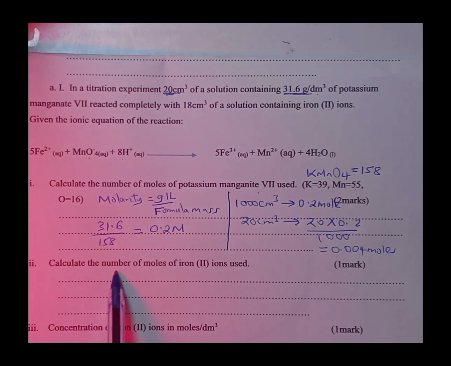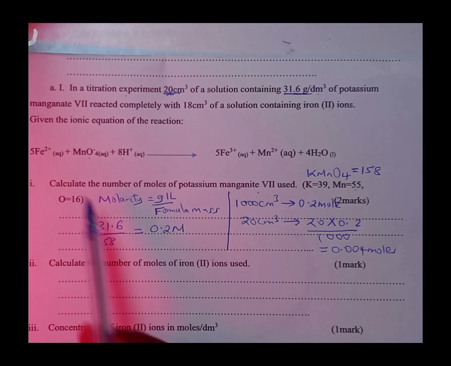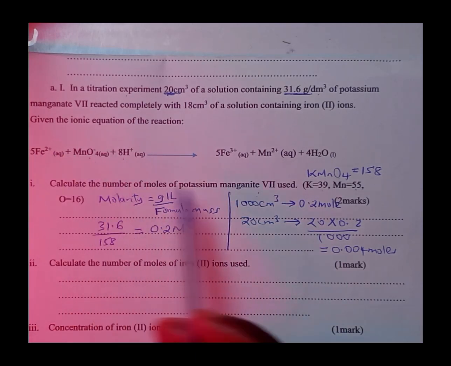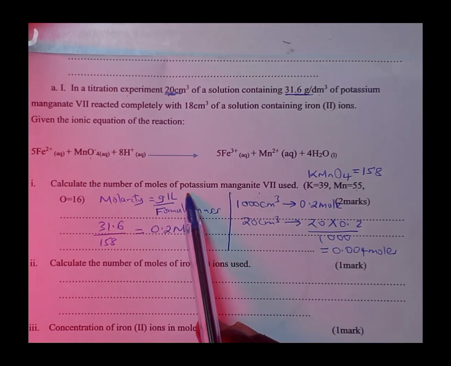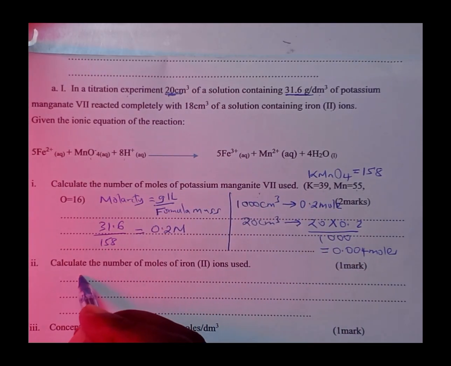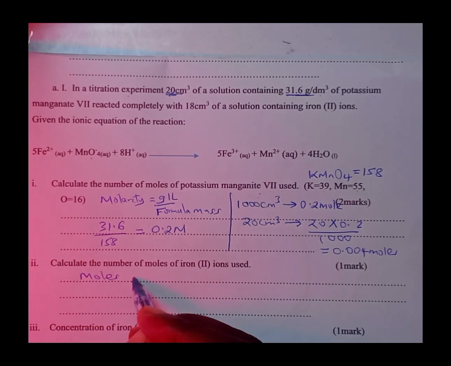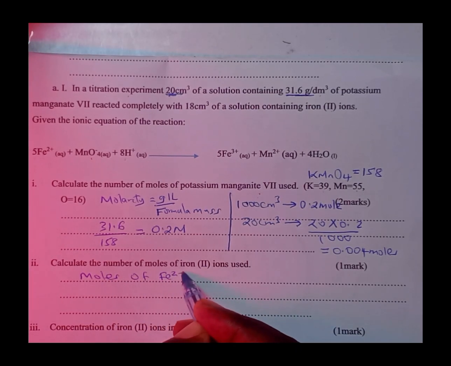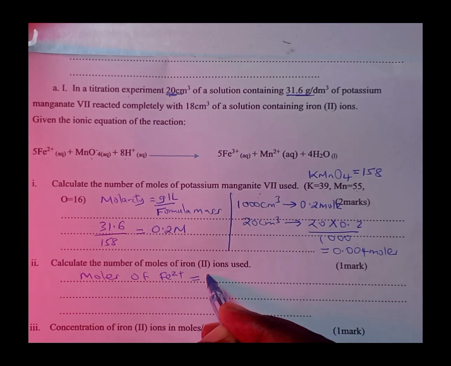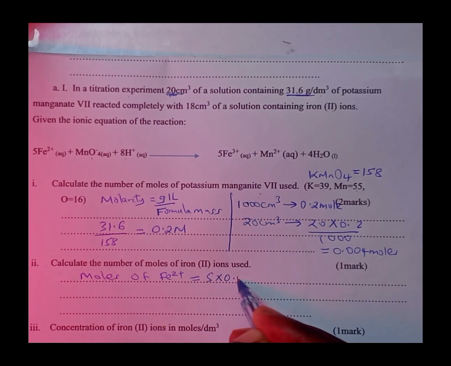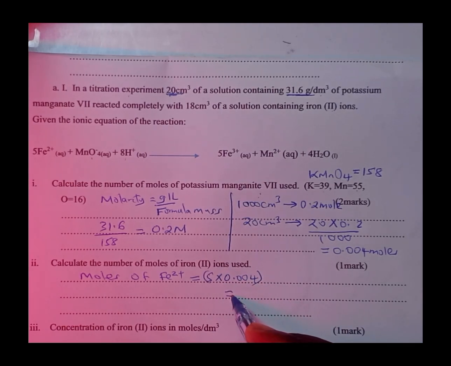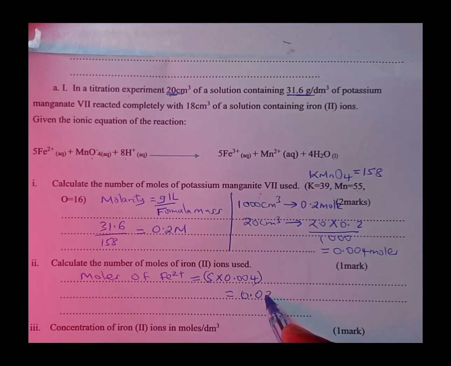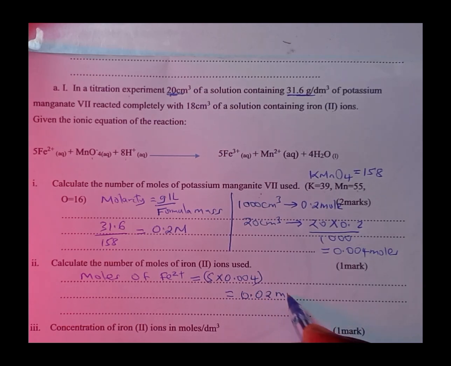We are told to calculate the number of moles of iron(II) ions. Looking at the mole ratio, you realize the number of moles of iron(II) ions will be 5 times the number of moles of potassium manganate(VII), and therefore moles of iron(II) ions will be equivalent to 5 times 0.004, and this translates to 0.02 moles.